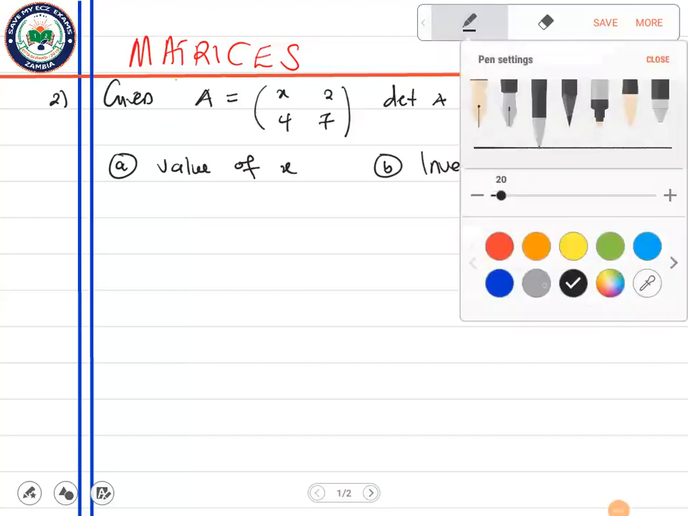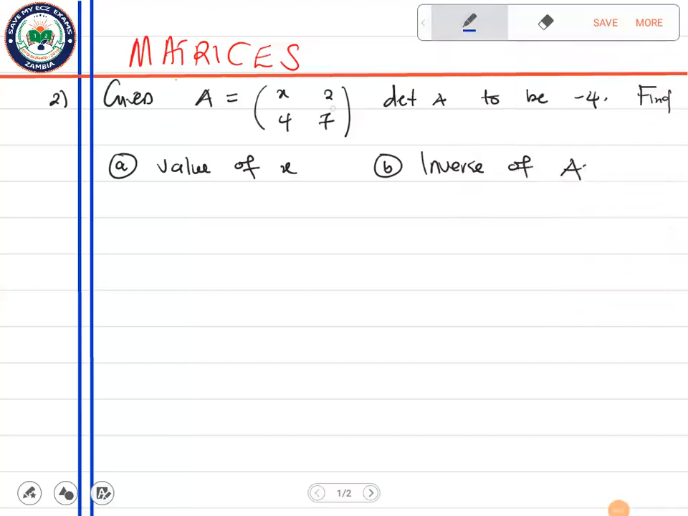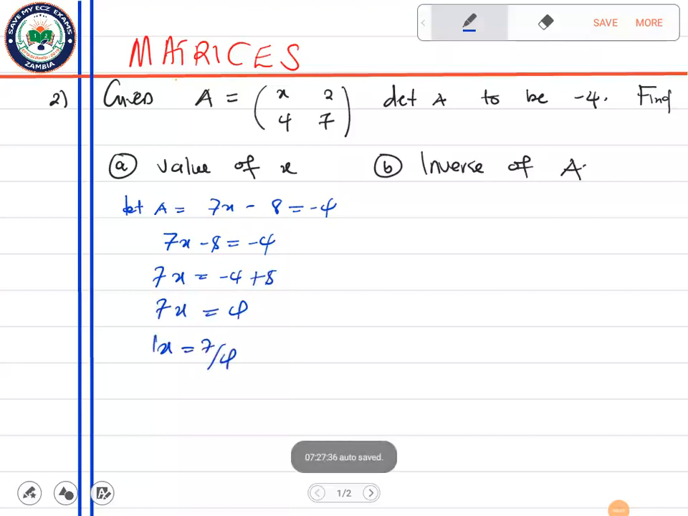Okay, let us also look at this question fast. Given that matrix A is x, 2, 4, 7, and that the determinant of matrix A is negative 4, find the value of x. Since they have given us the determinant, det A is equal to 7 times x, which is 7x, minus 4 times 2, you get 8. And this is equal to negative 4. So we are saying 7x minus 8 is equal to negative 4. So 7x is equal to negative 4 plus 8, which is 7x is equal to 4.